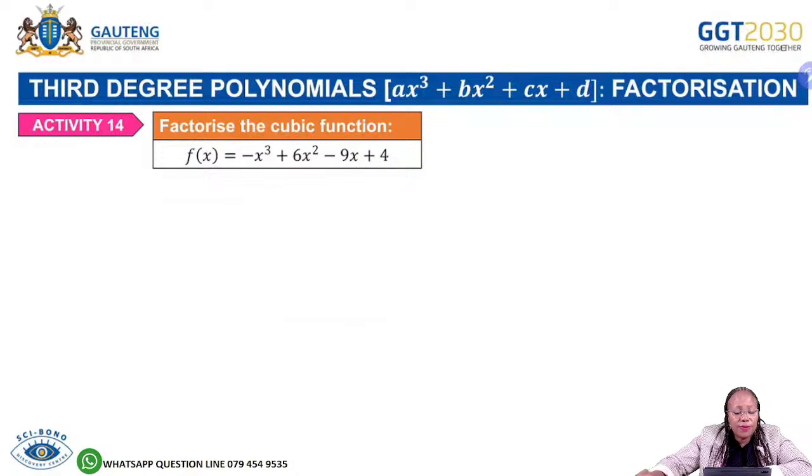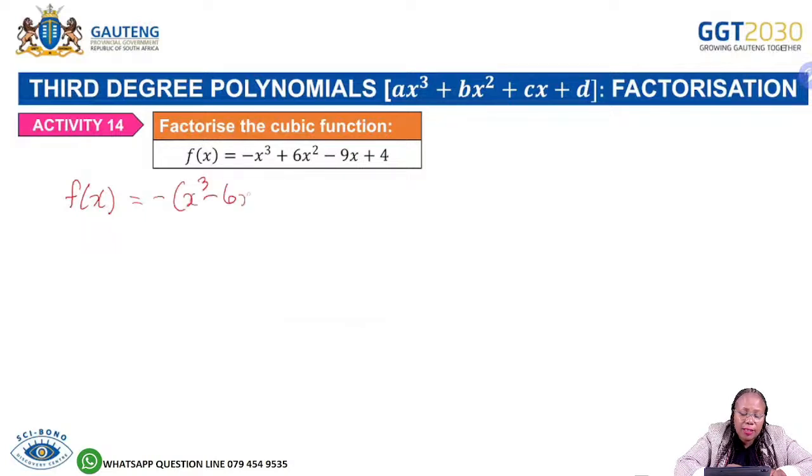And then now activity 14, you factorize a cubic function again. I am still going to do that short method, grade 12, with you for the second time, so that now you can familiarize yourself with that or be comfortable with the method. And then now we are factorizing the same f(x) function. And then if we take negative out here, it will be -x³ - 6x² + 9x - 4. And then now you need to test the factor, grade 12.